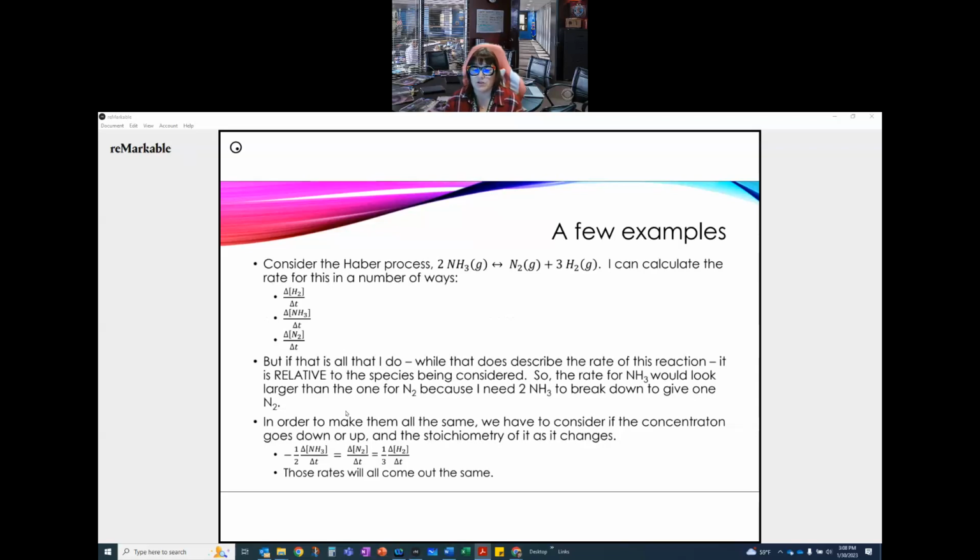In order to make them all the same, we have to consider that the concentration goes up or down and the stoichiometry changes. So it's going to be negative 1 over 2 times the change in concentration of NH3 over delta T, because it's a reactant and we divide by its stoichiometry. That's equal to the rate of formation of N2 divided by delta T, because that stoichiometry is 1, and that's equal to 1/3 of the change in concentration of H2 over delta T. Those rates should all be the same because they've been corrected for the stoichiometry.